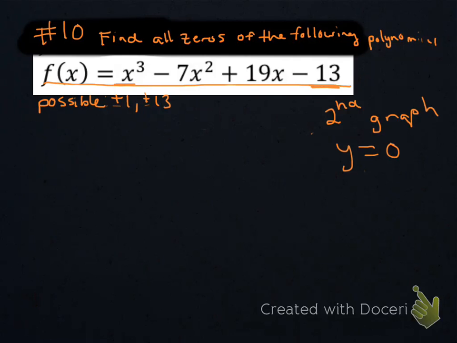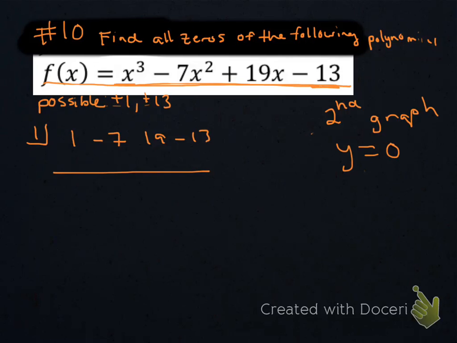Okay, so after you've graphed that function, we would find that 1 was a solution. So we can use 1 as our value here doing our synthetic division. Now we can put in our constants. We'll have 1, -7, 19, and -13.